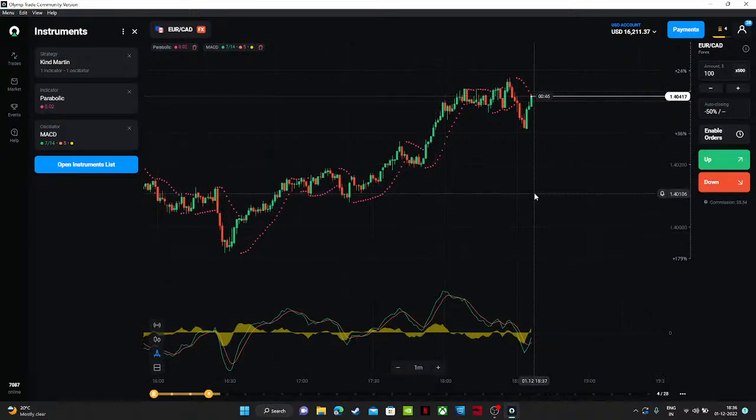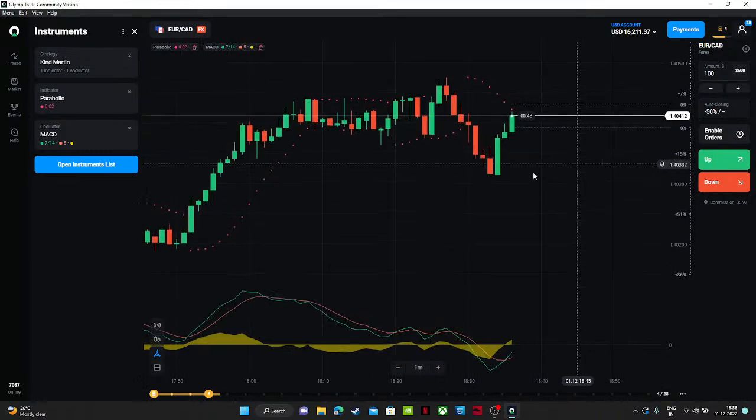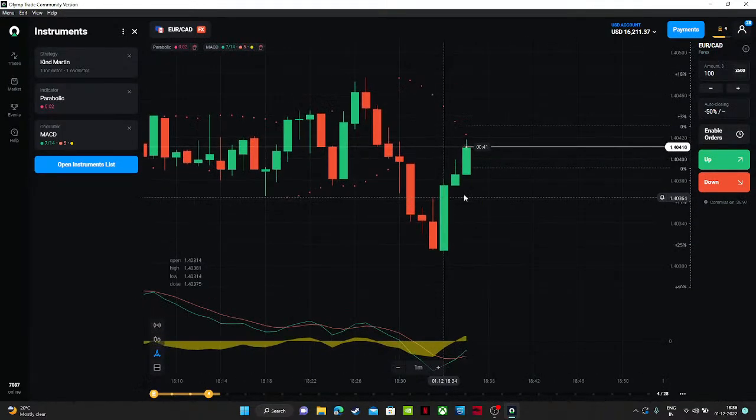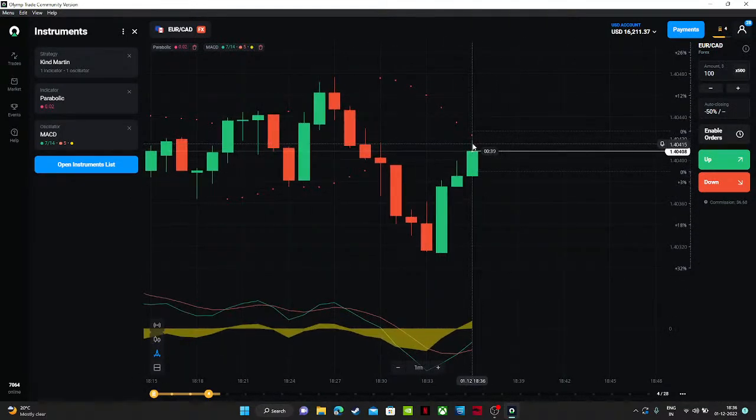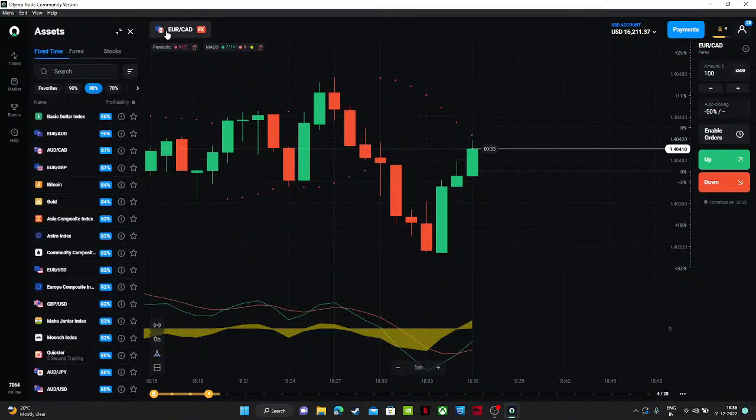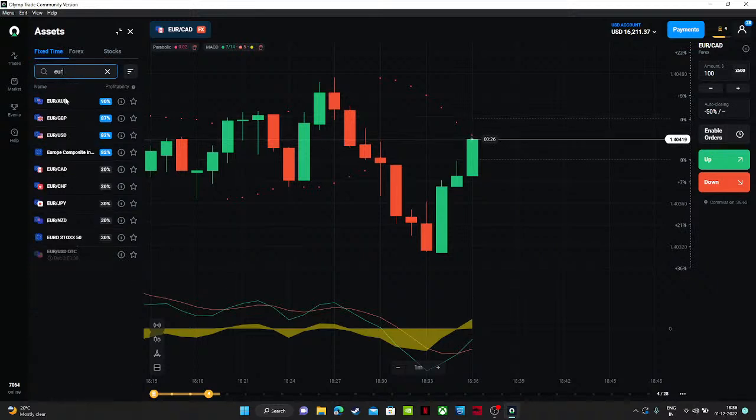So, whenever the parabolic indicator is shifting, for example, here the parabolic indicator might shift to the below side of the candle and then we can enter into an upside trade. The MACD also simultaneously has to be above the zero line if we are to enter into an upside trade.